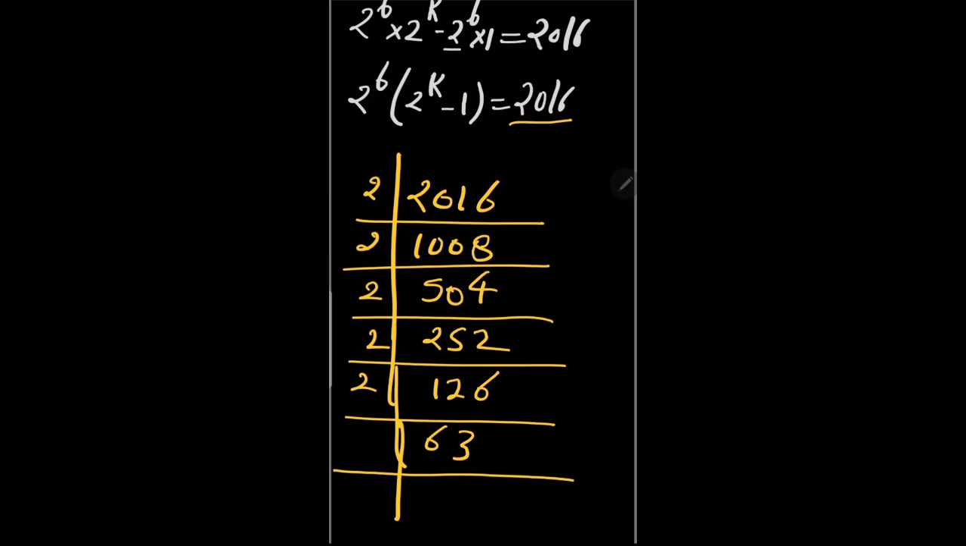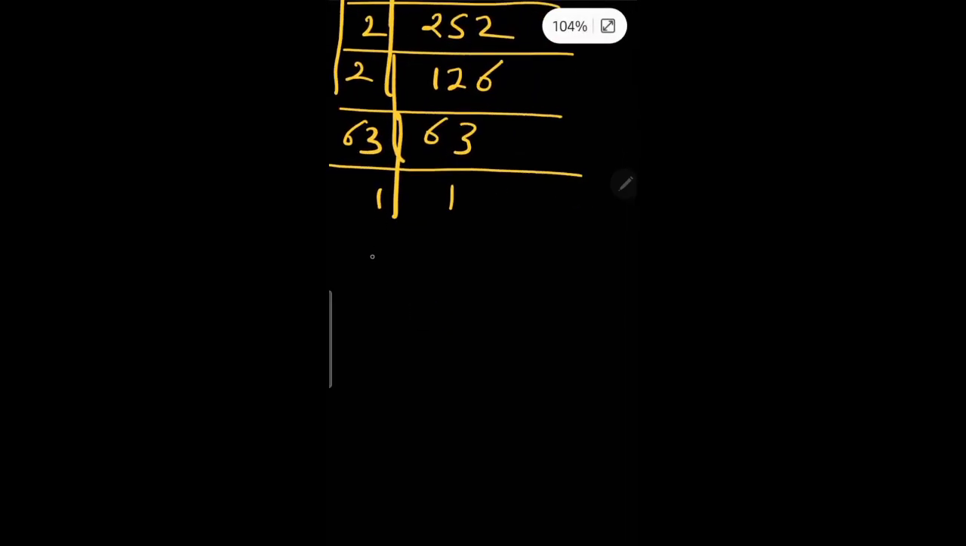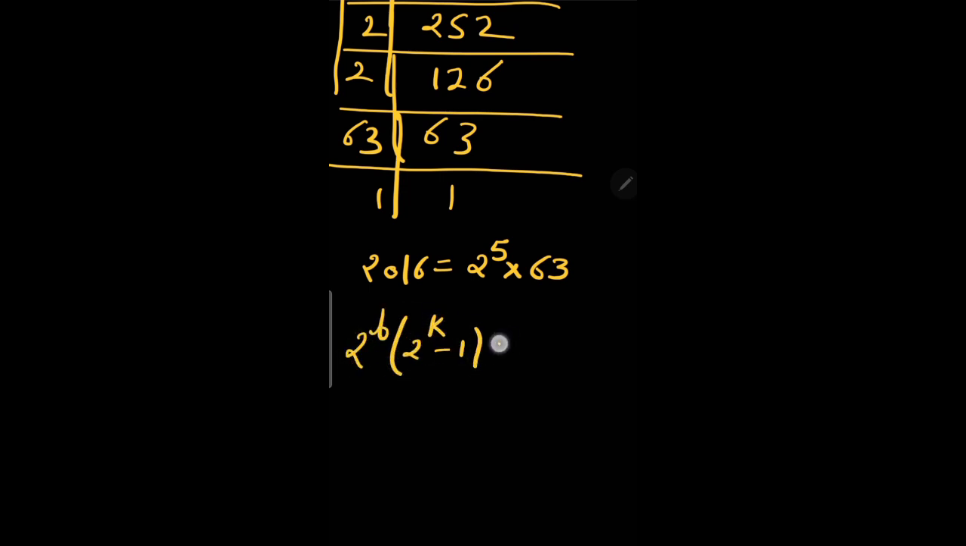You may divide further, but I'll stop here, because we have a question in the form of 2 raised to b and 2 raised to k. So the result will be written in the same way. These are the 2s we multiply: 1, 2, 3, 4, 5, meaning 2 raised to 5. We can write 2016 in the format of 2 raised to 5 multiplied by 63. Five 2s came, that's why 2 raised to 5. Now this part, 2 raised to b times (2 raised to k minus 1), is equal to 2 raised to 5 times 63.